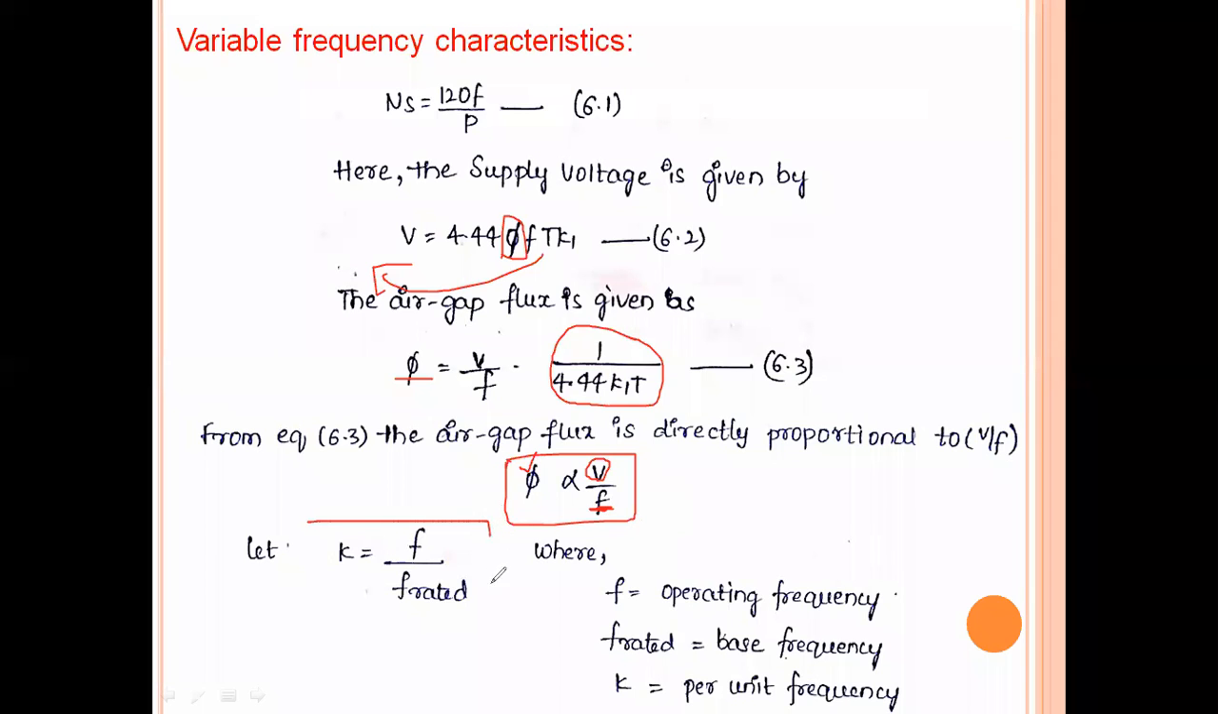And K is a constant value, and this K can be written as f by f rated, where f is the operating frequency of the machine, which is the actual frequency applied to the machine, and f rated is the base frequency. Generally, in India, we take this rated or base frequency as 50 hertz. So K is the per unit value of frequency.